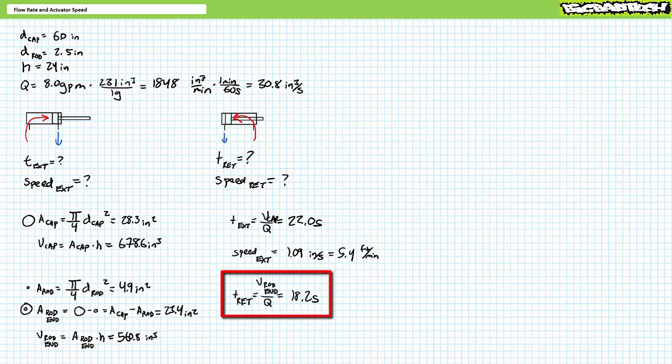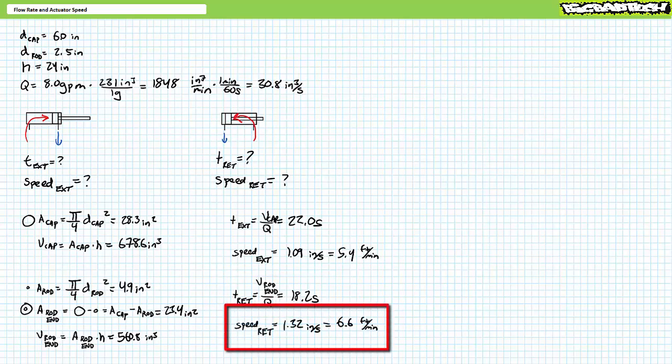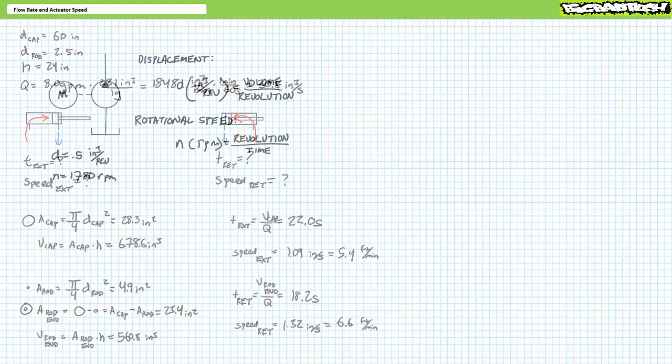Retraction necessitates liquid completely fill the tubular rod end. Retraction time is the volume of the rod end divided by the flow rate. This yields a retraction time of roughly 18.2 seconds. As one might expect, retraction occurs faster at the same flow rate because there's less volume to fill. Lastly, the rod retracted 24 inches in 18.2 seconds, or around 1.32 inches per second. This corresponds to a speed of roughly 6.6 feet per minute. All right, that wasn't too hard, was it?